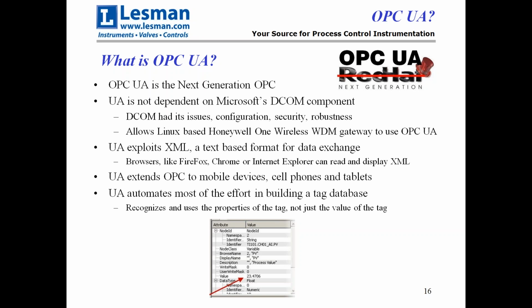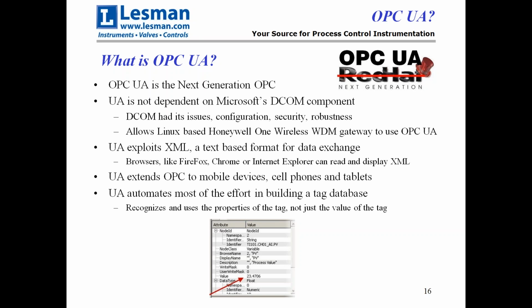And when Honeywell OneWireless came out, they actually were at the leading edge, because they put OPC UA into that WDM gateway, because they knew that was going to be the trend of the future. And UA can exploit something called XML, which is a text-based format for data exchange. And that'll be real handy because people can edit those files, the integrator people, and make it work.